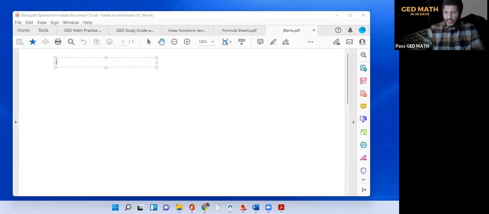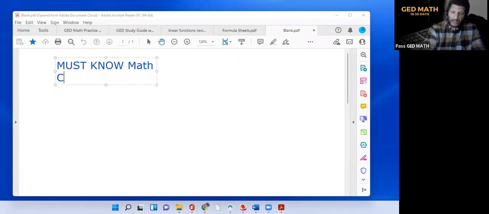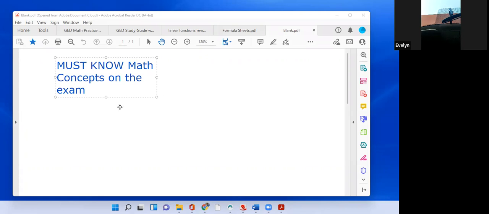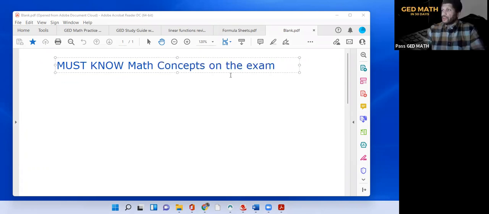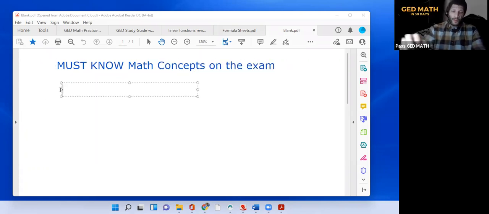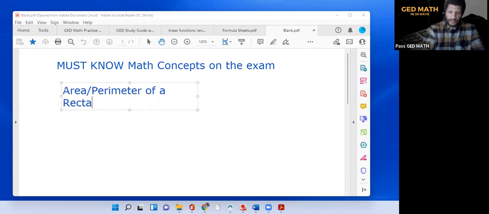Make it a little bit bigger. So I'm going to start there. Must know math concepts on the exam. You must know these concepts. First of all, area and perimeter of a rectangle.